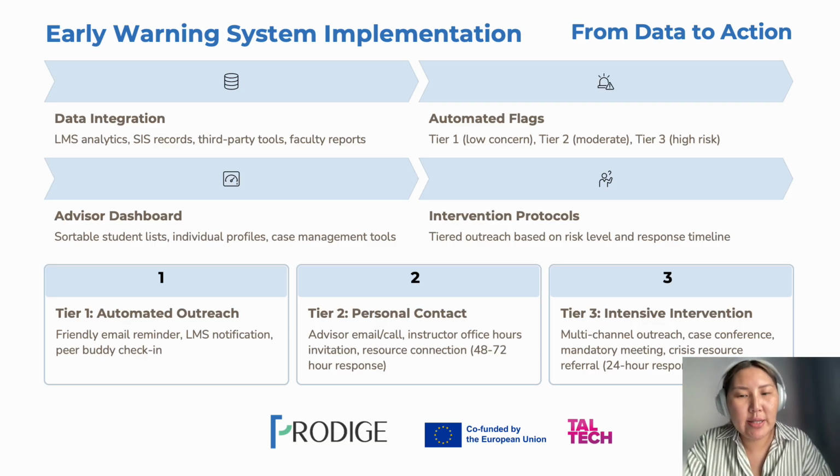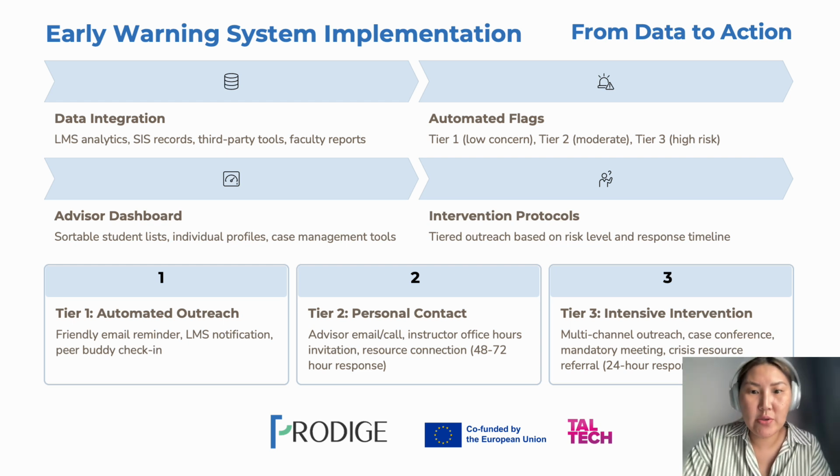And tier 3 is intensive intervention. So here we might use a multi-channel outreach, email, phone, text if you have it, hold a case conference, make a meeting mandatory, provide crisis resource referrals, and in this case we need to have a 24-hour response, and otherwise maybe we need to accelerate the case.